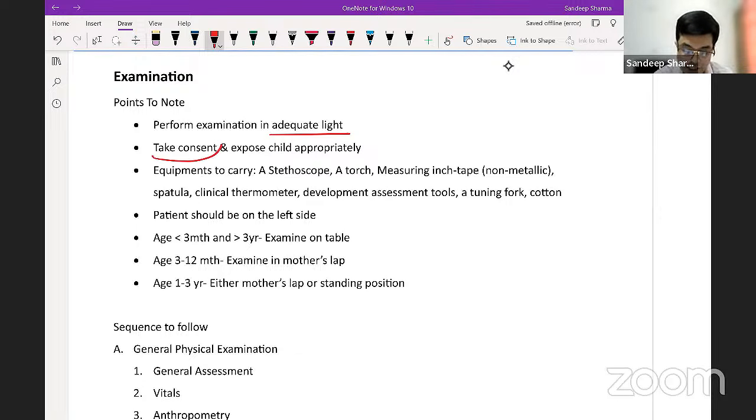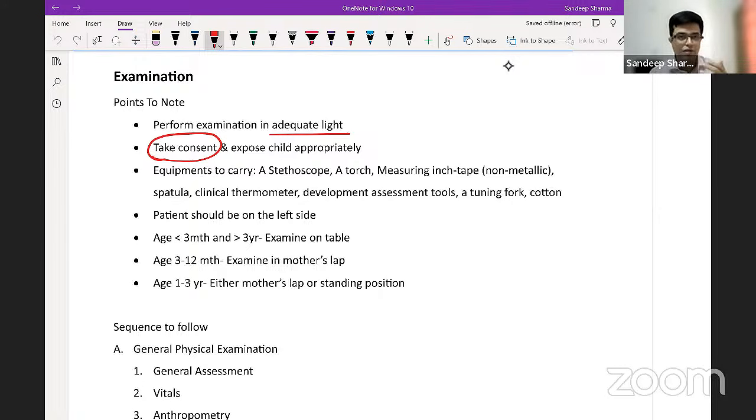Take consent. Very, very important. In India, there is no concept of consent. We assume that the patient is admitted in hospital, so we start examining the child. Sometimes we don't even introduce ourselves. You will see even some postgraduate residents do that. Some junior consultants also do that. It's a very bad habit.